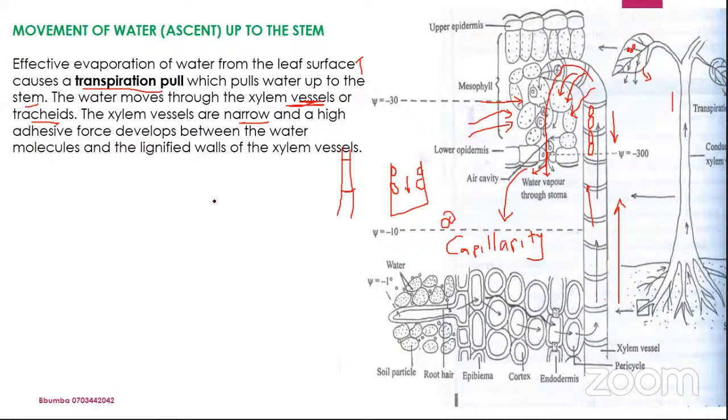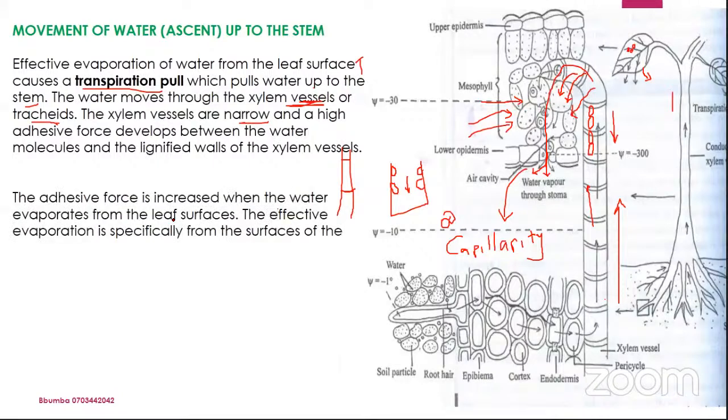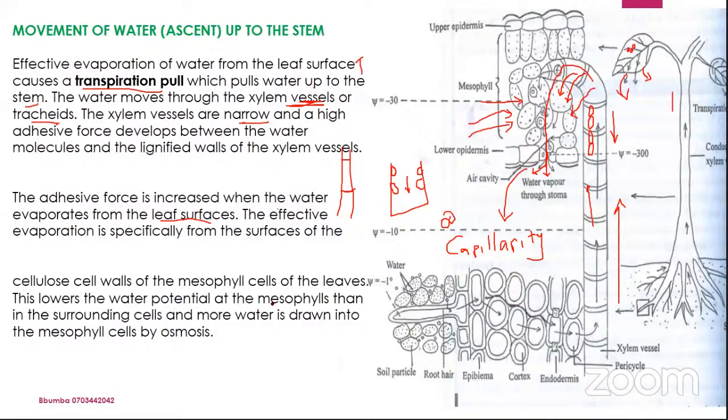And then the adhesive force is increased when water evaporates from the leaf surface. The moment water is lost from the leaf surface, there's also a force. These forces also increase. Now the effective evaporation is specifically from the surface of the cellulose cell wall of the mesophylls of the leaves. This lowers the water potential at the mesophyll cells compared to the surrounding cells, and more water is drawn into the mesophyll cells by osmosis. That is from the xylem here. I hope that is very clear.